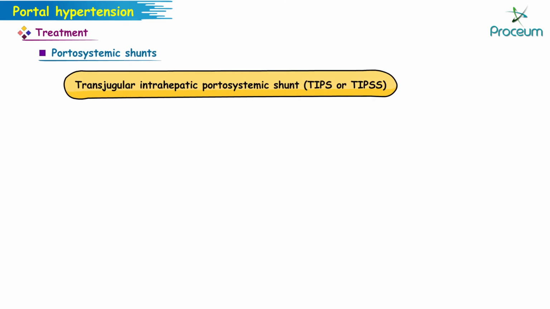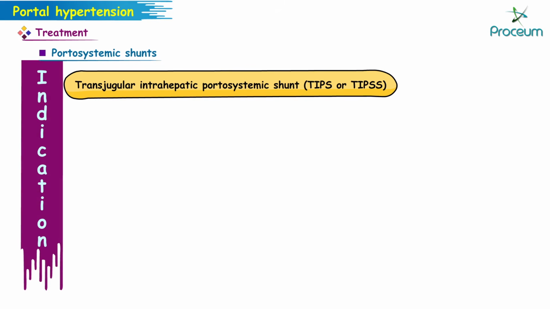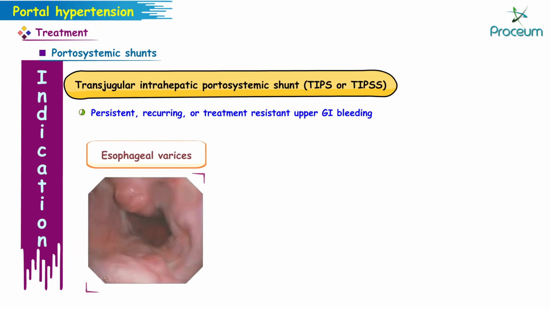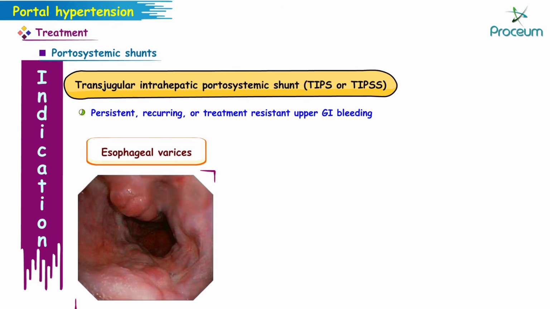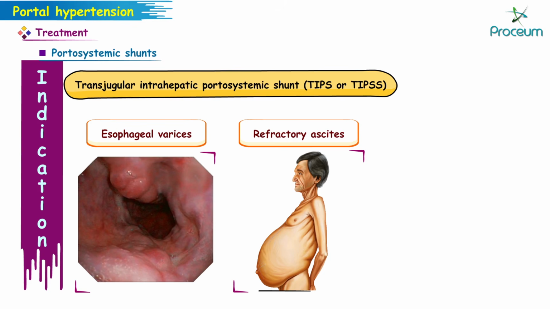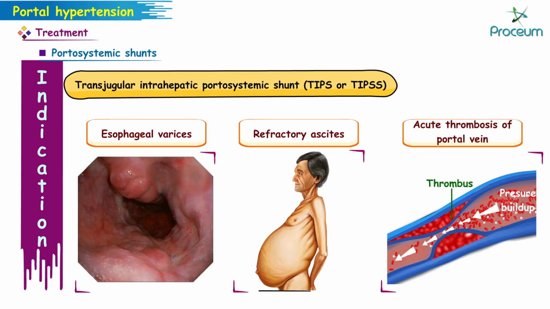Portosystemic shunts. Transjugular intrahepatic portosystemic shunt or TIPS. Indication for TIPS. Patients with persistent, recurring, or treatment-resistant upper GI bleeding resulting from portal hypertension, like from esophageal varices, require TIPS to decrease the portal pressure and hence further decrease the risk of variceal bleeding. Patients with refractory ascites with acute thrombosis of the portal vein also require treatment with TIPS.